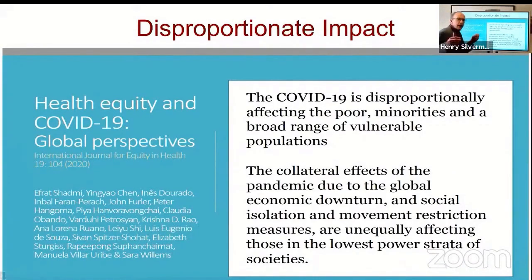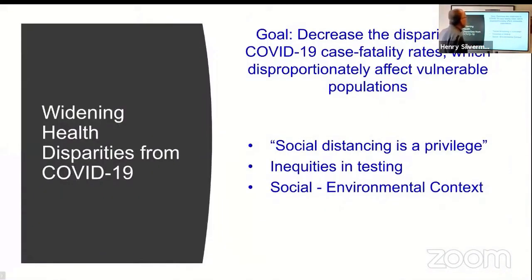So essentially, the concern is the disproportionate impact of the virus. COVID-19 disproportionately affects the poor, minorities, and a broad range of vulnerable populations. The collateral effects of the pandemic, due to the global economic downturn and social isolation and movement restriction measures, are unequally affecting those in the lower power strata of our societies. The goal is to decrease the disparities in the COVID-19 case fatality rates, which disproportionately affect vulnerable populations.